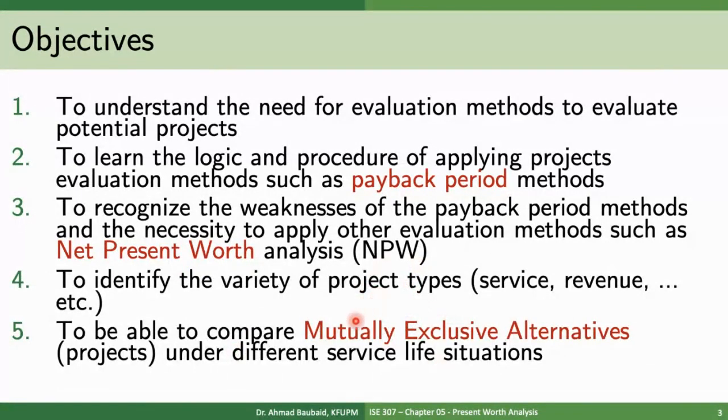The fourth objective is to identify different project types, at least in engineering economics terms. There are service projects, and there are revenue projects. In fact, those are the only two that I'm aware of in this chapter, but maybe there are others out there, or maybe they come in later. But in this chapter, we have service projects and revenue projects, and we're going to see what those mean, maybe not today, but later.